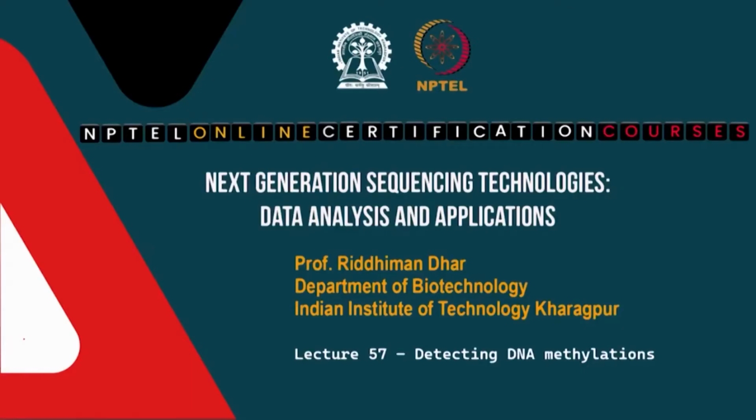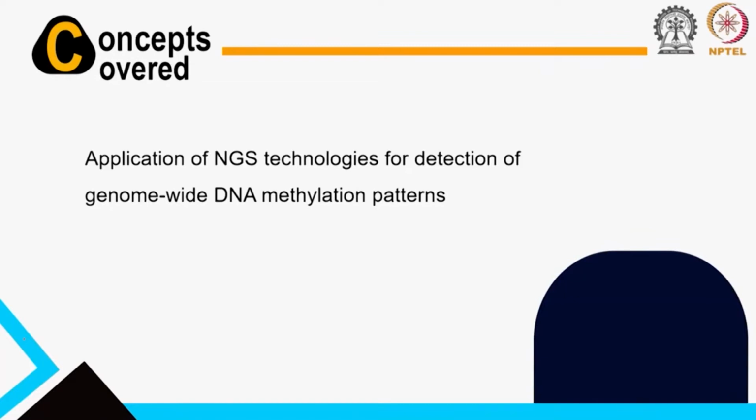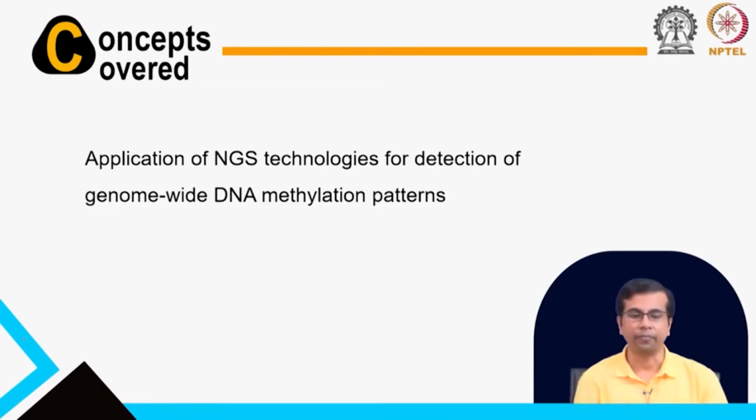In the last class, we introduced different types of epigenetic modifications, namely DNA methylation, histone modifications and chromatin remodeling. In this class and the remaining classes, we will be focusing on how we can apply next generation sequencing technology methods to detect these epigenetic modifications. So, in this class we will be talking about DNA methylation and how we can apply next generation sequencing technologies to detect genome wide DNA methylation patterns.